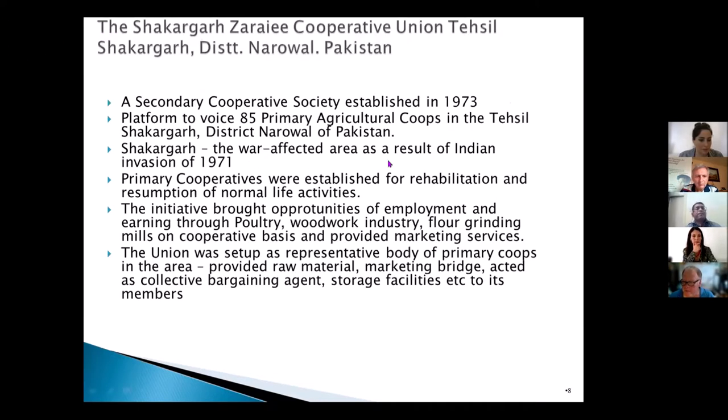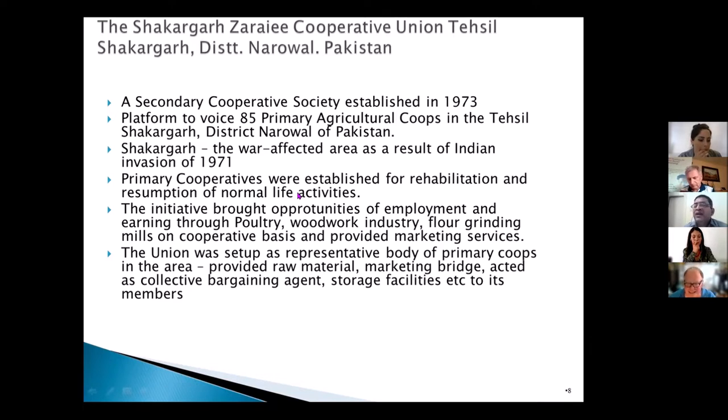So the Shakargarh Agricultural Zaraiee Cooperative Union is the case study being discussed now. This is the secondary cooperative society which was formed in 1973. It is the platform to voice 85 primary agricultural cooperatives which are the members of this union in the Tehsil Shakargarh, district Narowal, Pakistan.